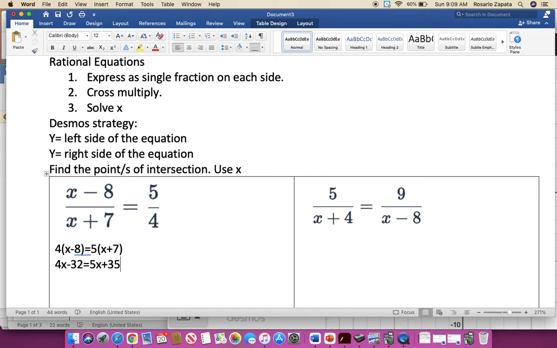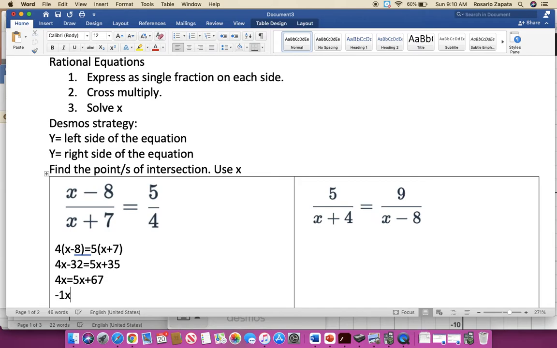So we want to isolate x, so we have to remove first negative 32 by adding it on both sides of the equation. And so that we have now 4x is equal to 5x plus 67. And then we remove 5x by subtracting it on both sides. And so you have 4x minus 5x is negative 1x.